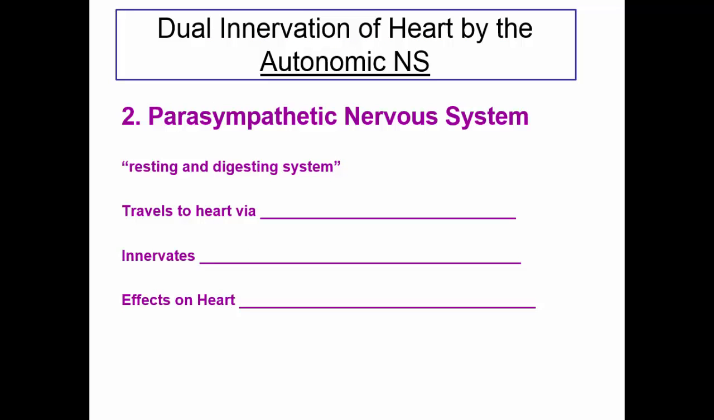The other division of the autonomic nervous system that also innervates your heart is called the parasympathetic division. This is called the resting and the digesting system, and you might remember that people nickname it the D division because it kicks in when things with the letter D occur, such as digestion, defecation, and diuresis.